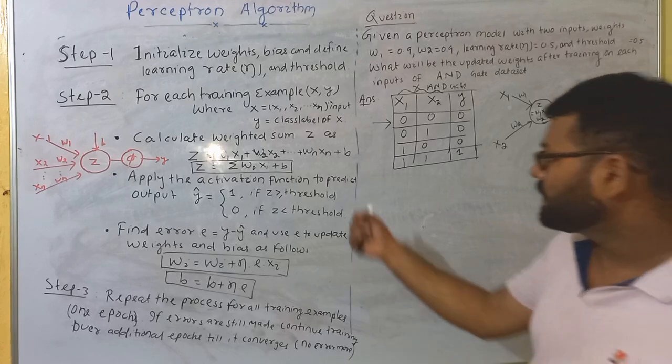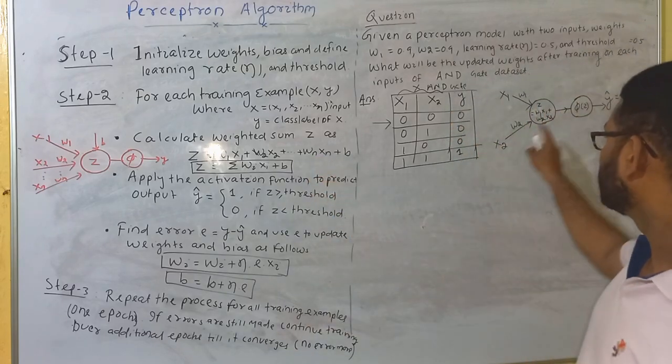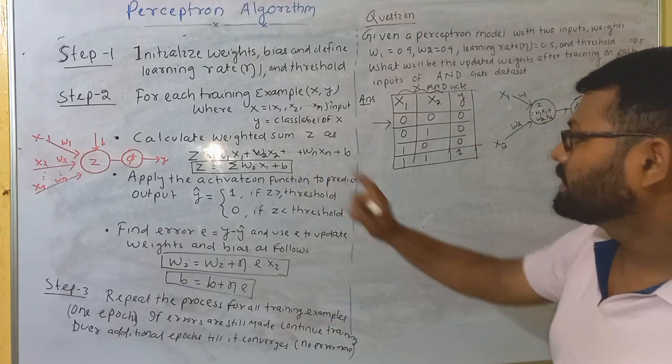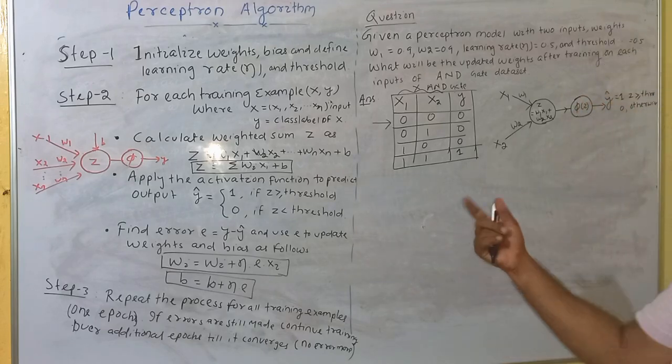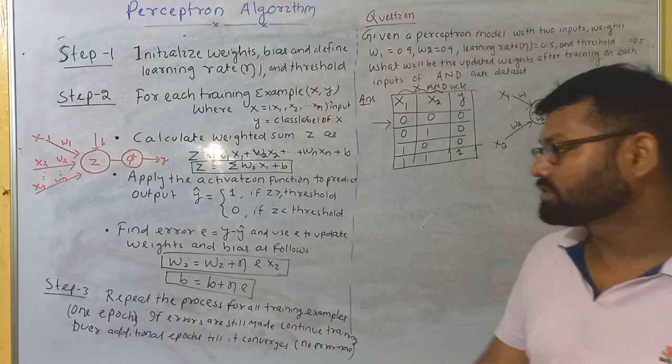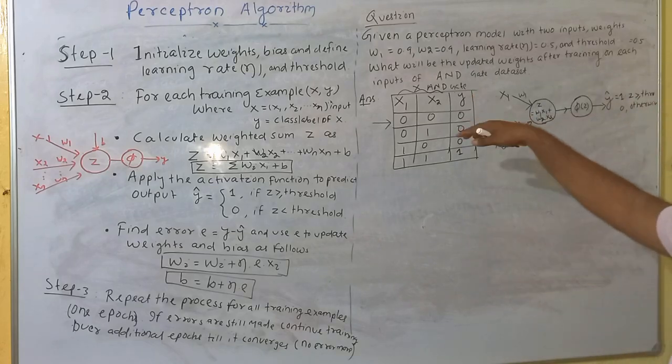So here it is written. First thing is you have to calculate the weighted sum. Then you have to predict the output using the activation function. That is the step function we are using here. Okay, so let's start with the example we will do.